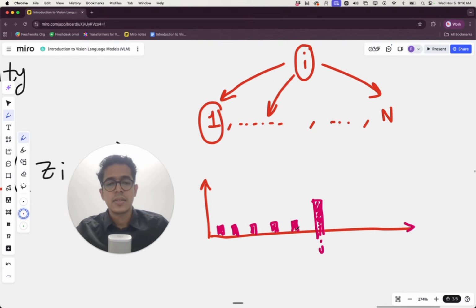So the y-axis is cosine similarity and the x-axis is which pairs we are considering. Is it I and 1? Is it I and 2? Is it I and j? Now this is just the vanilla cosine similarity.